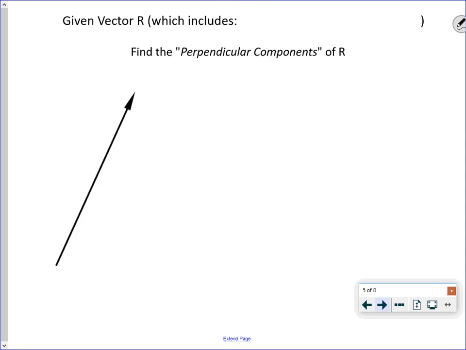What if, as opposed to me telling you what vectors x and y are, I gave you vector r? Here's a vector r. If I tell you what vector r is, I've told you its magnitude and direction. That means we know the size, the length of that vector, and also the angle that this vector points relative to some accepted reference direction, like, say, the horizontal.